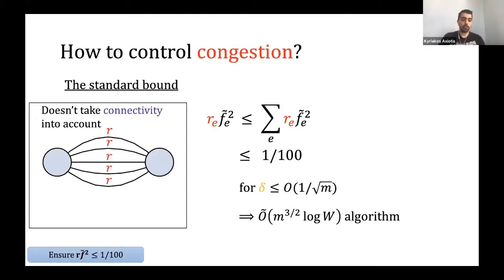So, for example, if you have two vertices and let's say m parallel edges that connect them, each with resistance R, well, then the energy will be equally distributed between these m edges. So this means that the energy of each edge will be 1 over m fraction of the total energy, meaning that this bound can be off by a 1 over m factor.